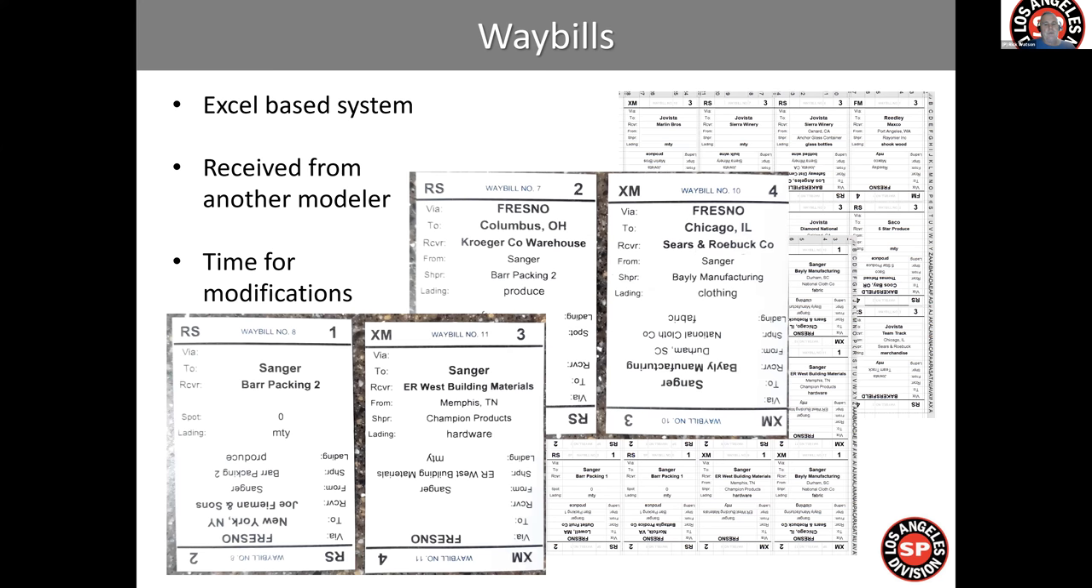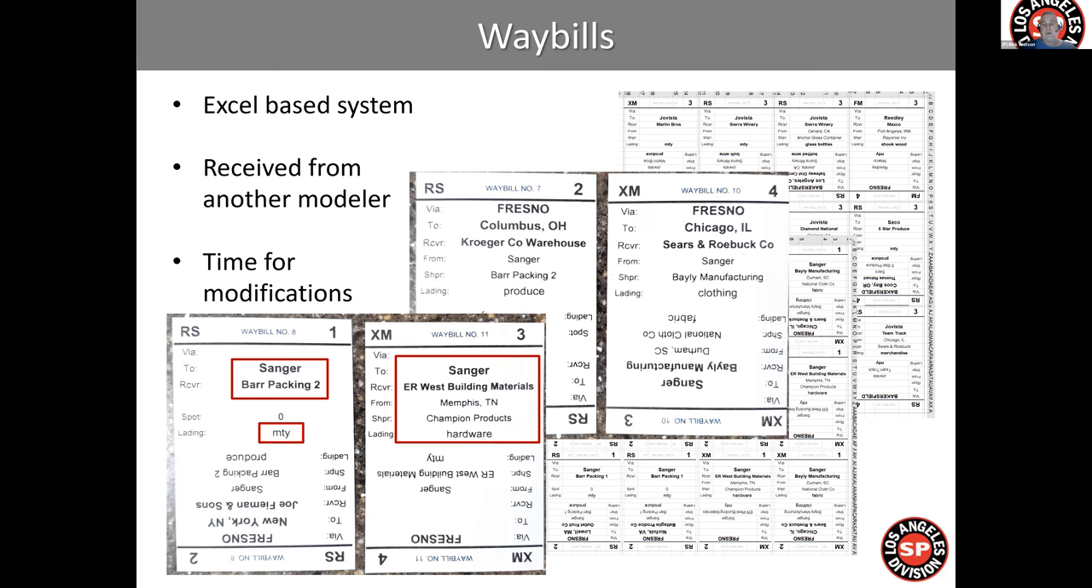I didn't have the original version, but some of the things that I did was bolding the lettering, trying to make it a little easier to read, because the waybill is an address, right? And so it's telling you to the town of Sanger, the receiver is bar packing two, the lading is empty. The one on the right, you can see similar information. I did use the OPSIG industry database to identify places that the cars could come from. So in this case, you see Champion Products in Memphis, Tennessee.